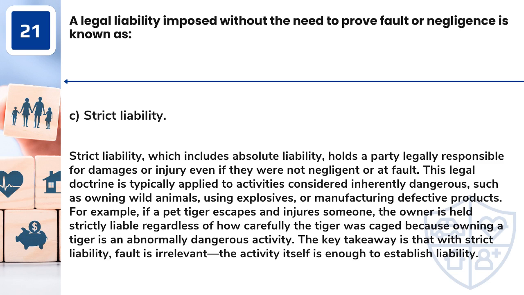Answer: C. Strict liability. Strict liability, which includes absolute liability, holds a party legally responsible for damages or injury even if they were not negligent or at fault. This legal doctrine is typically applied to activities considered inherently dangerous, such as owning wild animals, using explosives, or manufacturing defective products. For example, if a pet tiger escapes and injures someone, the owner is held strictly liable regardless of how carefully the tiger was caged, because owning a tiger is an abnormally dangerous activity. The key takeaway is that with strict liability, fault is irrelevant; the activity itself is enough to establish liability.